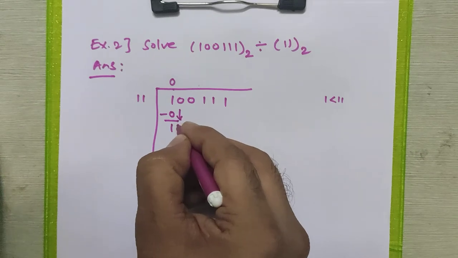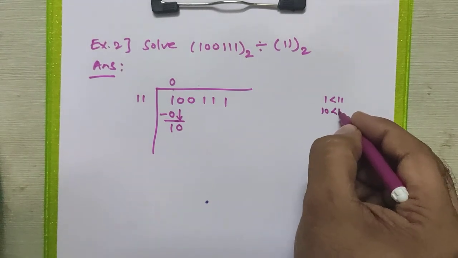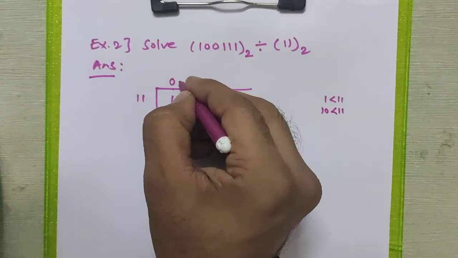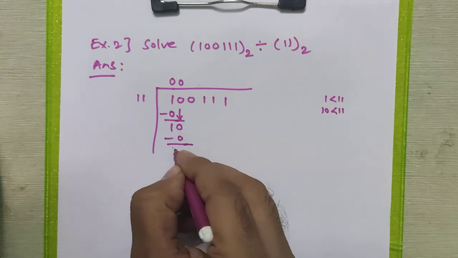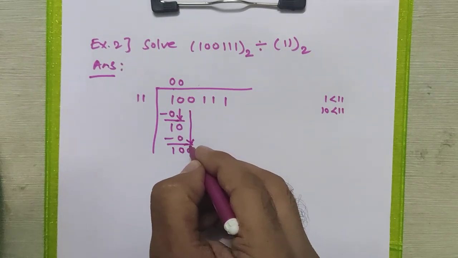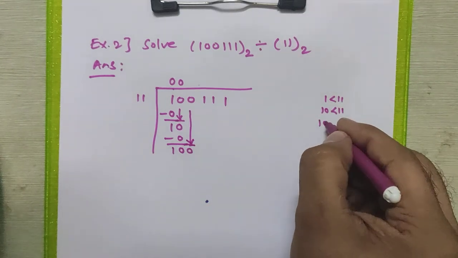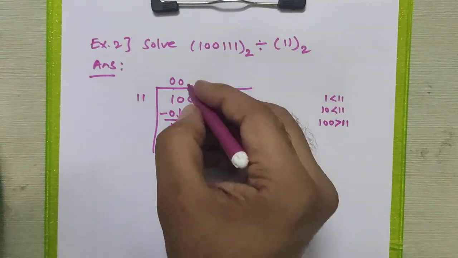We bring down this 0 here, it becomes 10. Again, this 10 is less than 11, it is not divisible. If you subtract 0, you get again the same thing, 10. Bring down this 0 here. Now 100 is greater than 11, it is divisible. Now you put 1 minus 11.